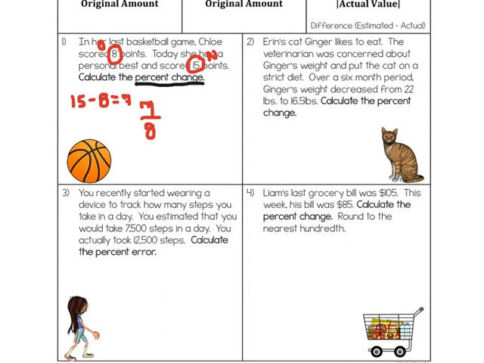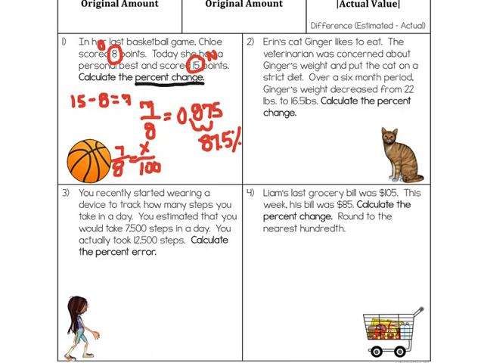7 divided by 8, if you take your calculator, is going to be 875 thousandths. So that equals 0.875. If you turn that into a percent, you're going to move your decimal 2 places to the right, and you're going to say 87.5%. Or you can say 7 over 8 is equal to x over 100.